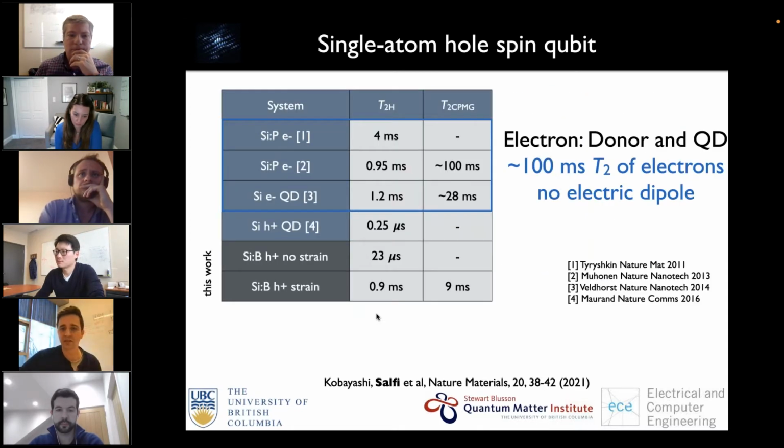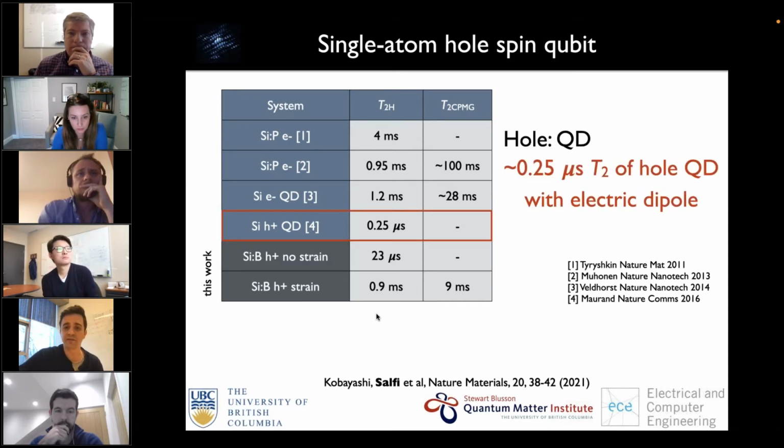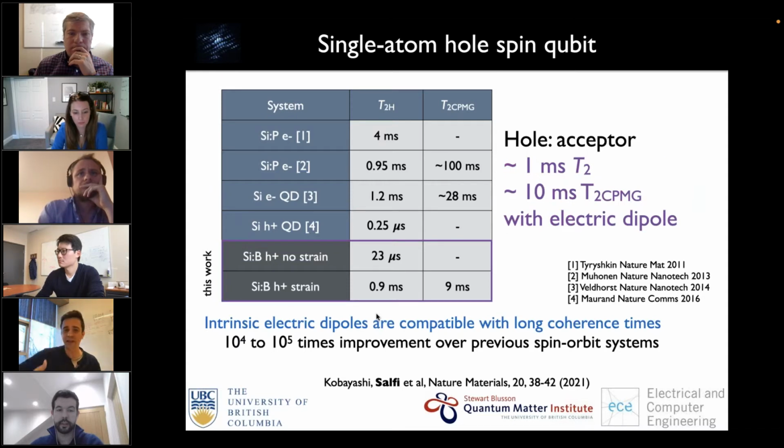So the take-home message of this is that we knew going into this study that we could push the coherence time up to around 100 milliseconds for electrons in silicon bound to donors. The outlook before this work looked very bleak for hole qubits, around 250 nanosecond coherence times. And we could improve this by a factor of 10 to the power 4, 10,000 to 100,000 improvement over previous spin orbit coupled systems.